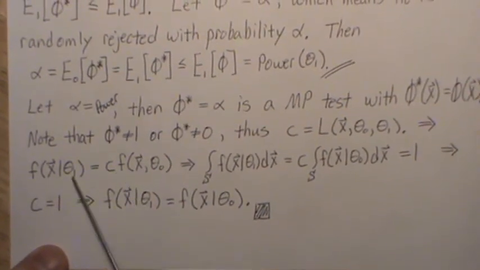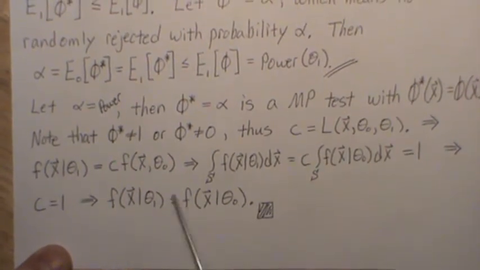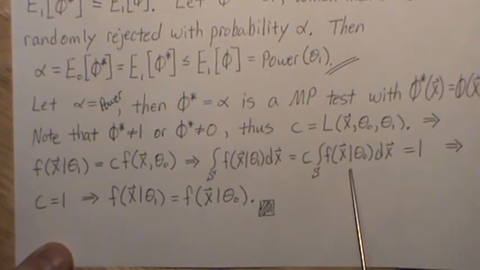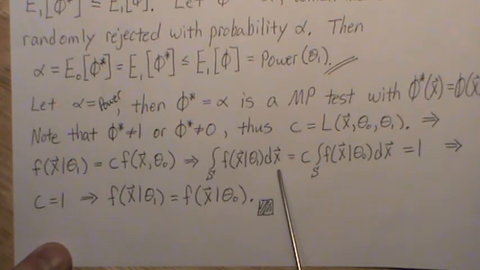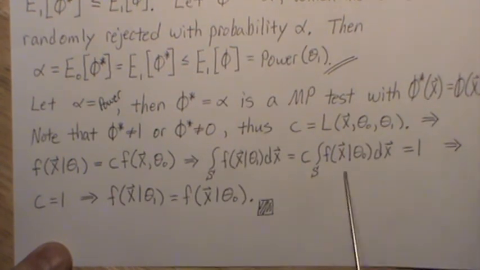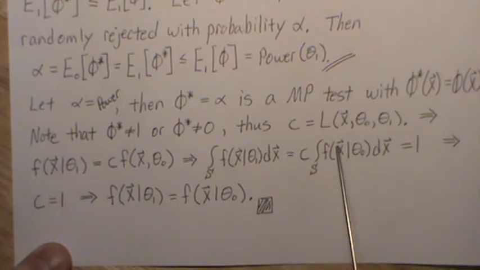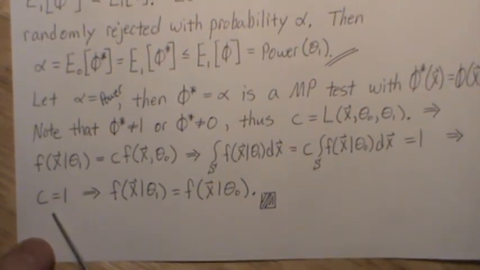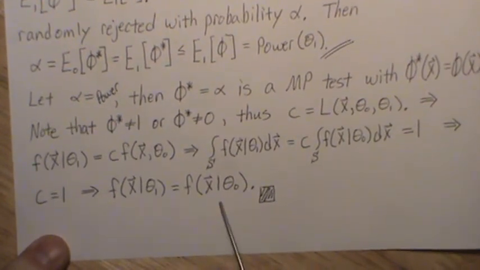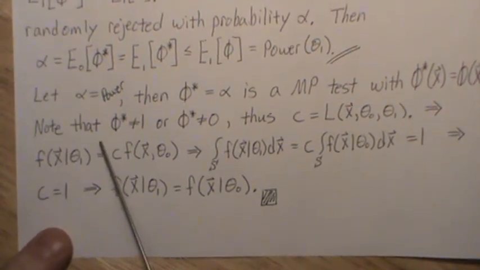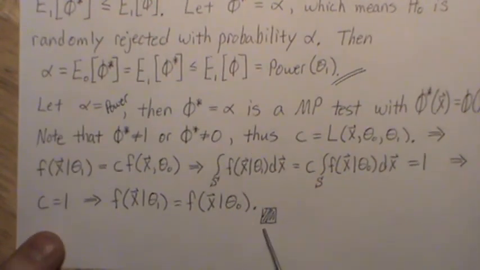But if we integrate both sides over the sample space, here, and then we integrate this, right, that's C. But if we integrate the density over the sample space, that's 1. So that implies that this is 1. But we know that this is 1, so that implies that C is equal to 1. And if C is equal to 1, it says those two densities are the same. And that's what we wanted to show, that if they're equal, then they're the same. Otherwise, it's strictly greater than.